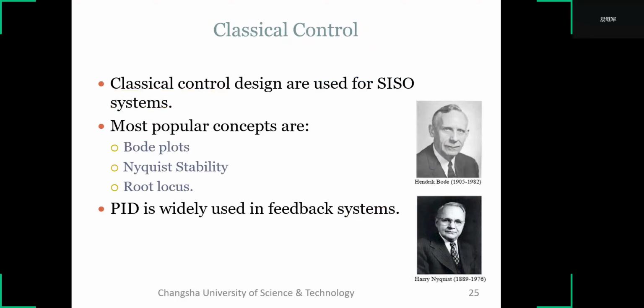Classical control design is used for SISO, single input, single output systems. Most popular concepts are Bode plots, Nyquist stability, and the root locus. PID is widely used in feedback systems.